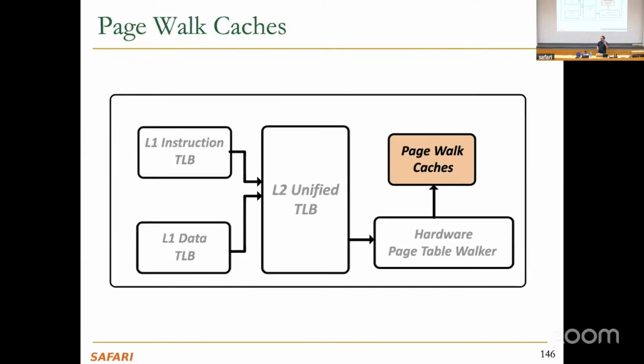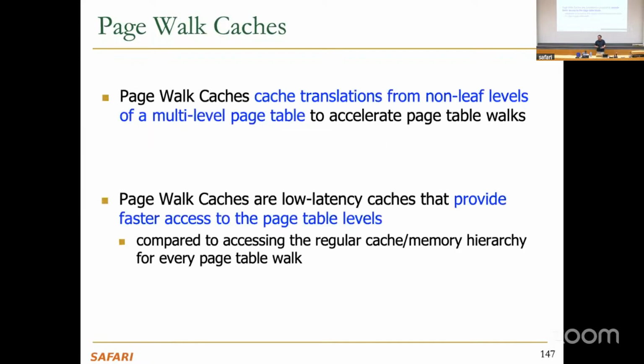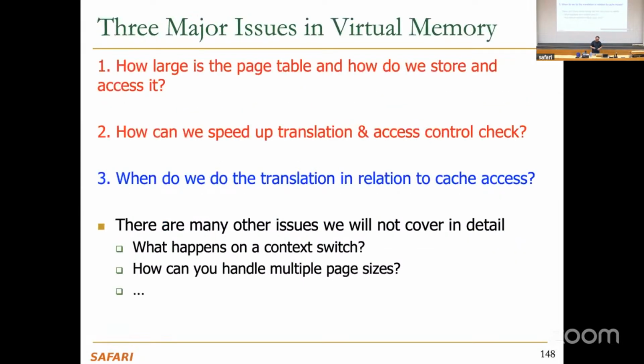Then there's a component that the page table walker is using, which is called the page walk caches. The page walk caches cache translations from non-leaf levels of the multi-level page table to accelerate page table walks. We have these intermediate levels which store pointers in the page table, and you can imagine the page walk caches as very fast components that basically avoid these intermediate levels of the page table.